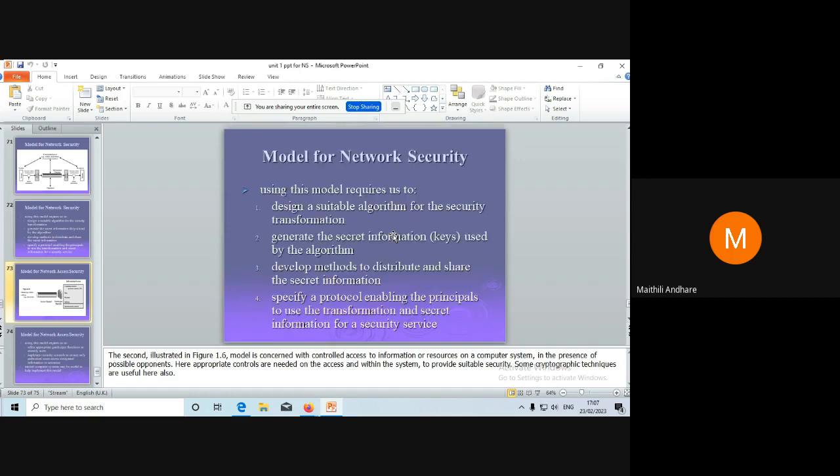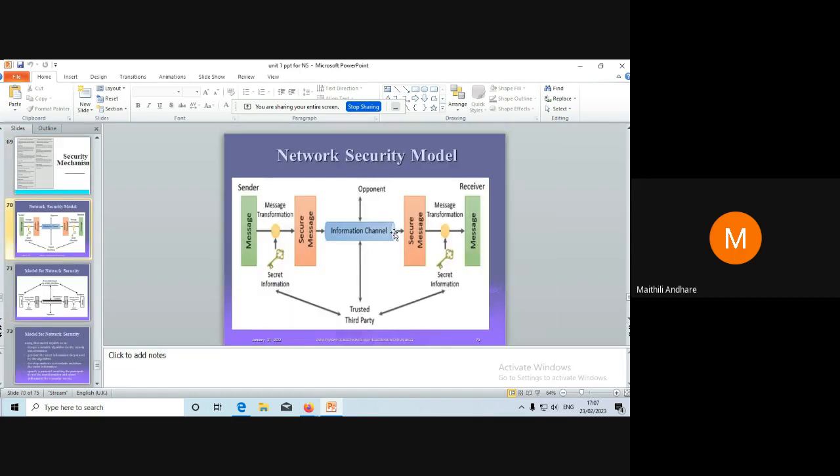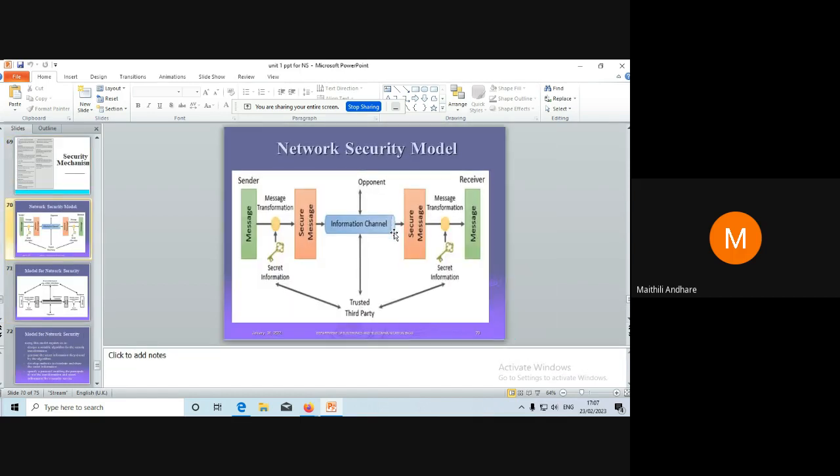So this is about the network security model, the generalized model, where you can find these basic minimum things: sender, receiver, information channel, and at the sender level a secure message, and retrieving the secure message at the receiver level. The opponent can be an attacker, an intruder, or any; it may be a human, it may be software, or this is a trusted third party.